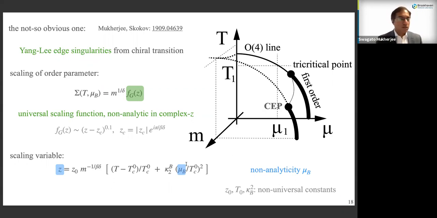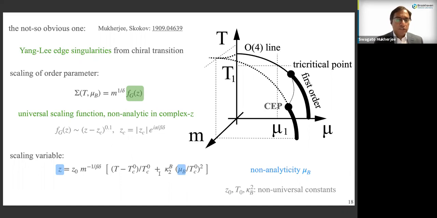Now, CP symmetry demands that it has to come in even powers of mu, so to the leading order we just write it as mu squared. And there are other things that will be there. The scaling variable that maps the temperature and chemical potential to the scaling variable will depend on some non-universal parameters, such as Z naught, TC naught, and this kappa. These are non-universal constants, unique for QCD, but not universal among various different systems. But you can estimate or evaluate these from lattice QCD, because they're unique to QCD.